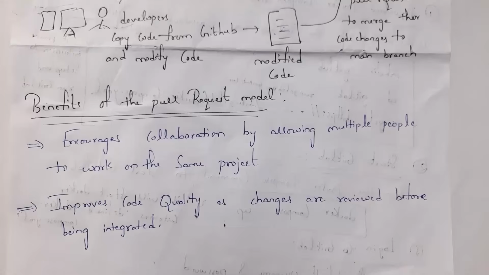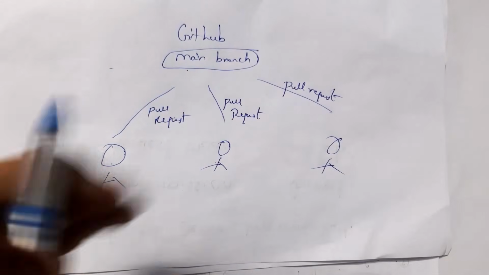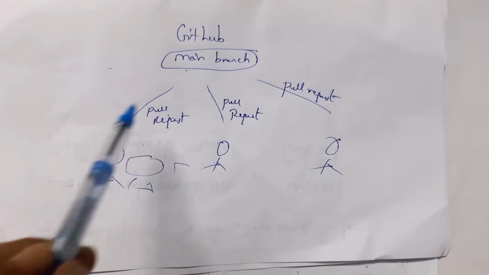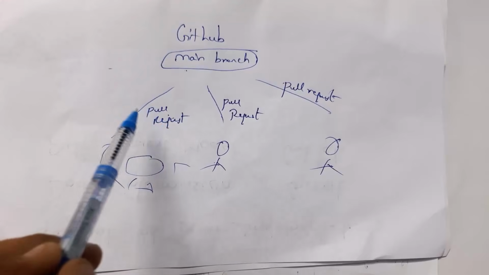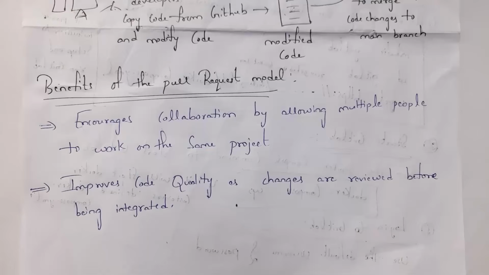First benefit is encouraging collaboration by allowing multiple people to work on the same project. Guys, multiple people can work on the same project in their own system and they will send pull request to the repository owner in order to place that code in main branch. Only if that repository owner accepts, only then that code will be placed on main branch. And next advantage is my code will be reviewed by repository owner. So only quality code will be placed in GitHub.